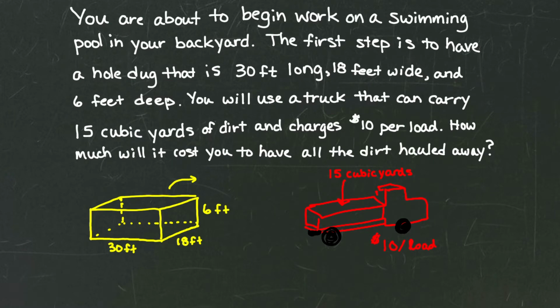Do you have a basic idea of where you want to go? My first inclination is, well, let's figure out how much dirt we're actually going to have hauled away. And how do we get that? We take the volume of our rectangular box, or our rectangular solid. And volume is the length times the width times the height. So we're going to take 30, multiply it by 18, and multiply it by 6. This is going to tell us the volume of dirt that we have in cubic feet. 30 times 18 times 6 is actually 3,240 cubic feet.